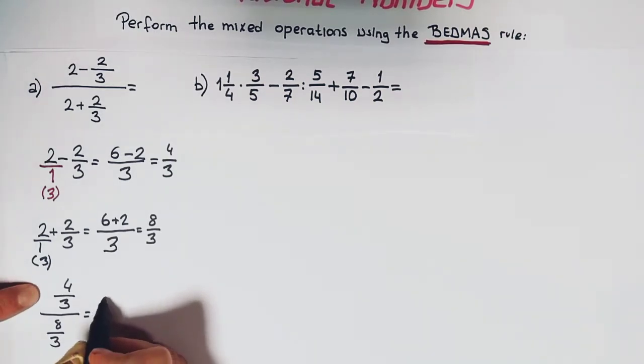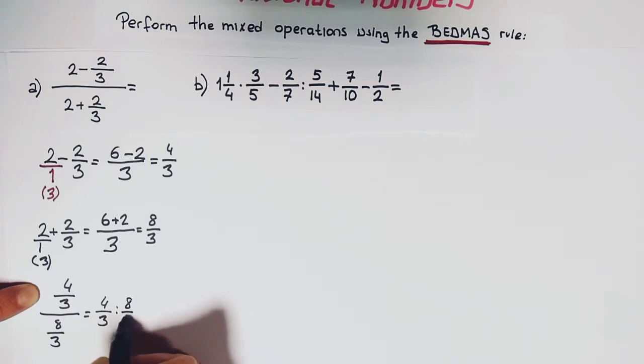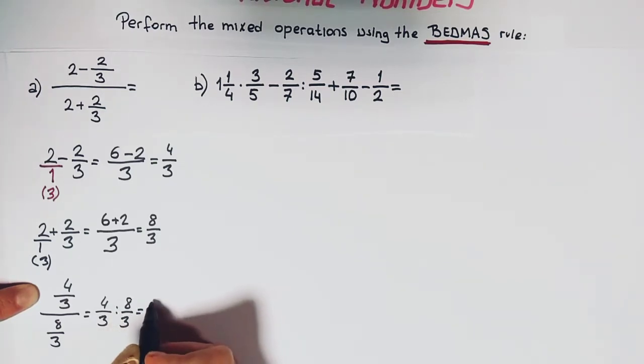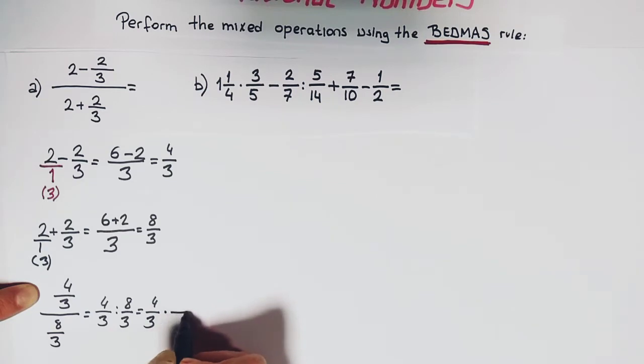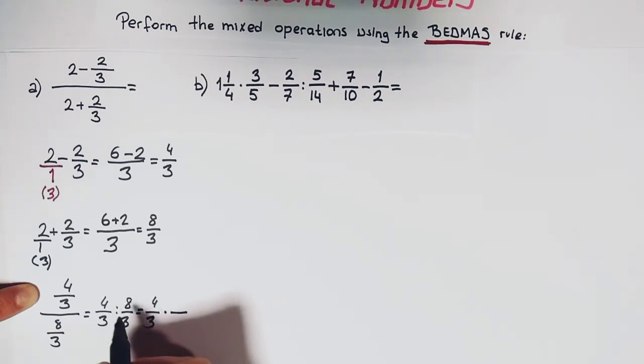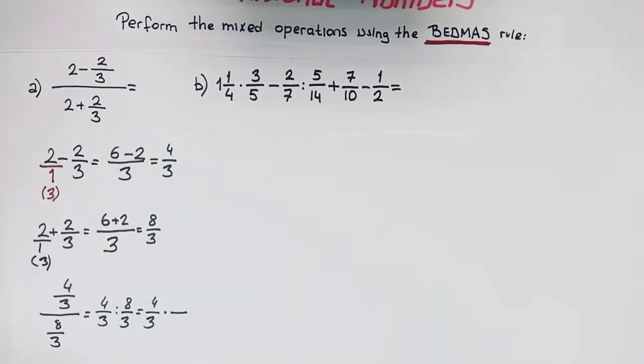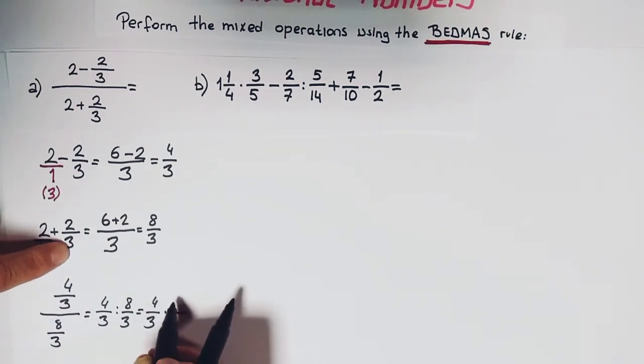Actually here we have a division operation. 4 over 3 we divide by 8 over 3. And in division, what do we do? We write the first number, the dividend, and then we multiply it by the reciprocal of 8 over 3. It means we write it as 3 over 8.